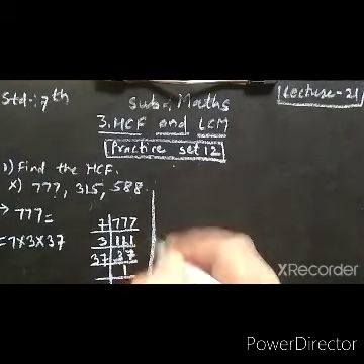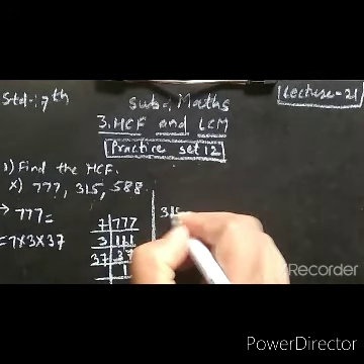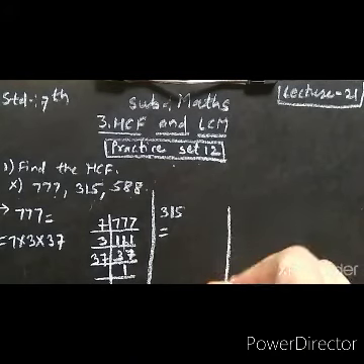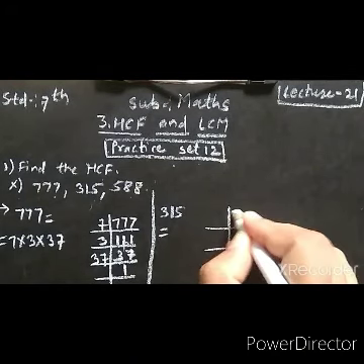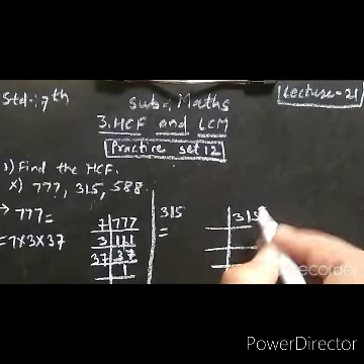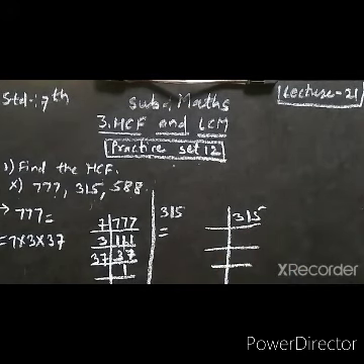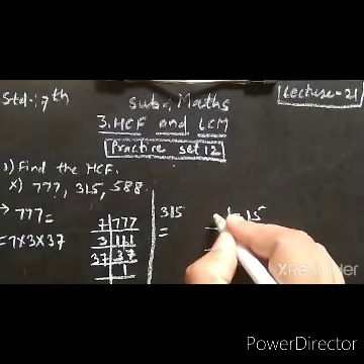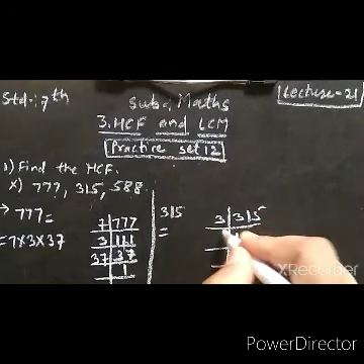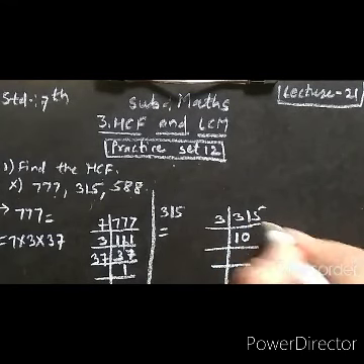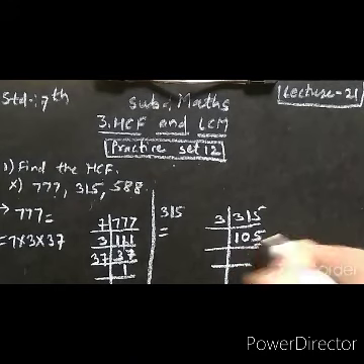Now let us take the next number 315 and we have to find its factors by using the factorization method. So this number is divisible by 3 because the last digit is 5. So 3 ones are 3. 3 cannot divide 1, therefore we have to take 0. And now we have to take 15. 3 5s are 15.